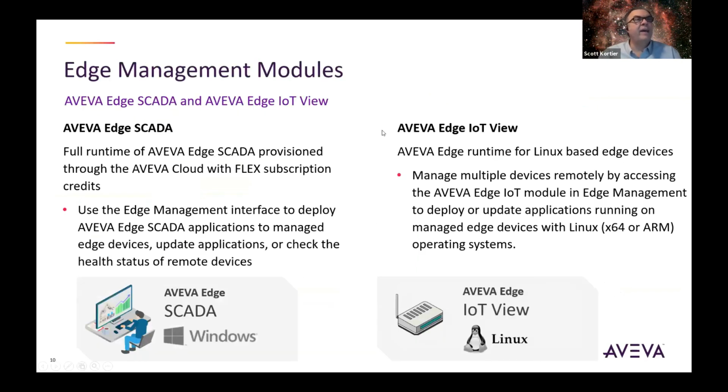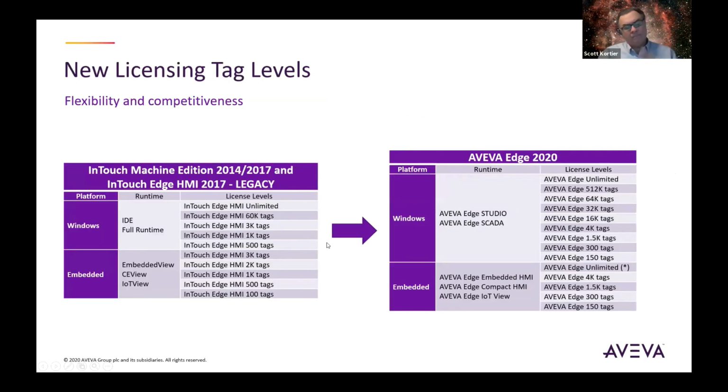So today we have that for Linux on x64, which means kind of Ubuntu Linux. We are coming out very shortly with ARM-based Linux, which is essentially Raspberry Pi or maybe small networking devices, and Windows-based, or the AVEVA Edge SCADA runtime. So those are the different edge management modules that we're coming out with. Now what I'm talking about is this deployment, this remote deployment tool. So that's something new in the product as well.